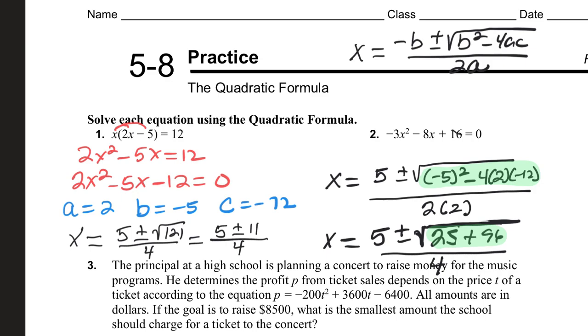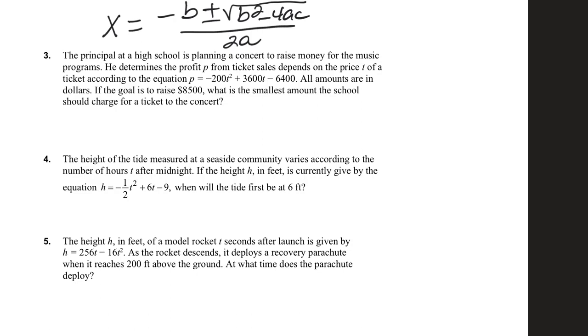So the two answers are 5 plus 11, which is 16 over 4, which gives you 4. Or 5 minus 11 is -6, and -6 over 4 simplifies to -3 over 2. So you have two answers. You either have 4 or -3 over 2. I'm going to go ahead and go to number 3.